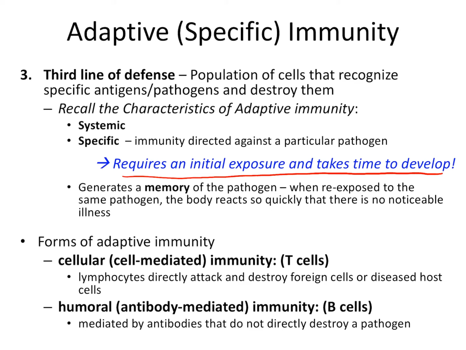It's also going to generate a memory of the pathogen. Now, this is going to be very important. Once you've been exposed to that pathogen once and these memory cells are created, you essentially are going to be immune to that particular pathogen in the future. So if you were to be exposed to it a second time, in general, your body is able to react so quickly that there's really no noticeable illness. And so this is ultimately how vaccines protect you from diseases.